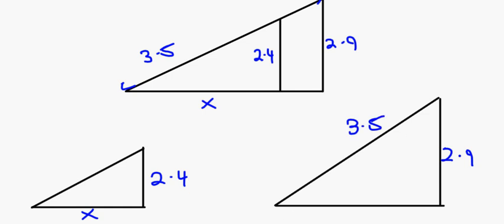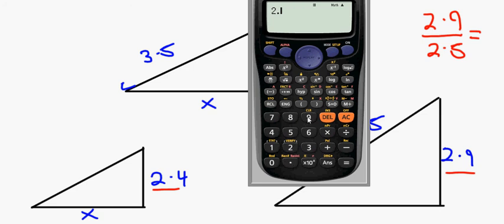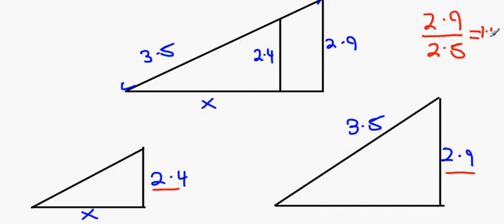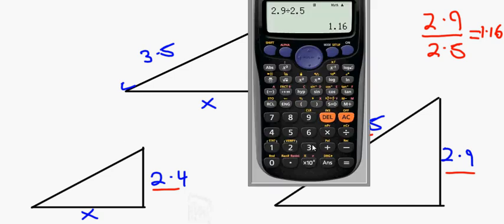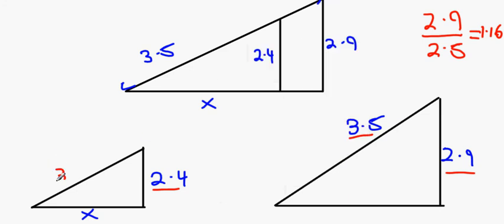Now 2.4 turns into 2.9, so divide 2.9 by 2.4, and what we get is 1.16. Okay, so it's 1.16 times bigger. This means that 3.5 is going to become 1.16 times smaller. So 3.5 divided by 1.16, and that will equal, we're going to round this off, 3.02. Okay, so this part here is 3.02.